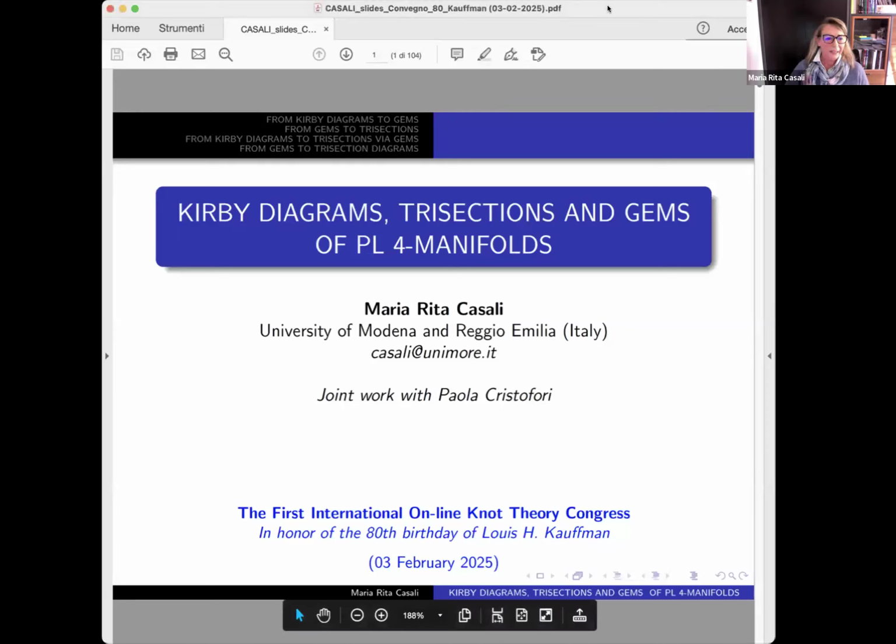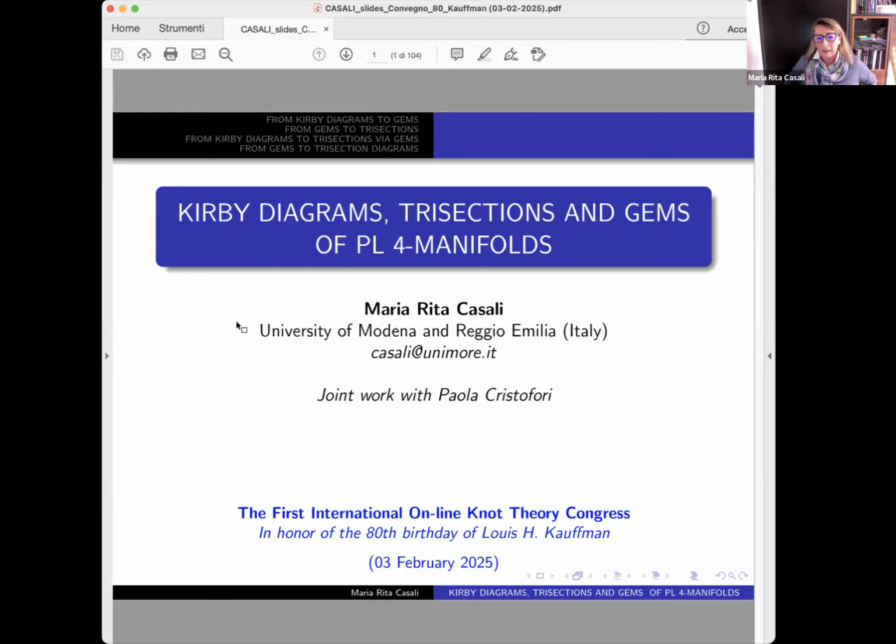Well, my talk will illustrate the content of some joint work with Paola Cristofori, my colleague at the University of Modena and Reggio Emilia in Italy. As the title says, they concern the relationships among three different well-established tools to represent PL manifolds in dimension 4.